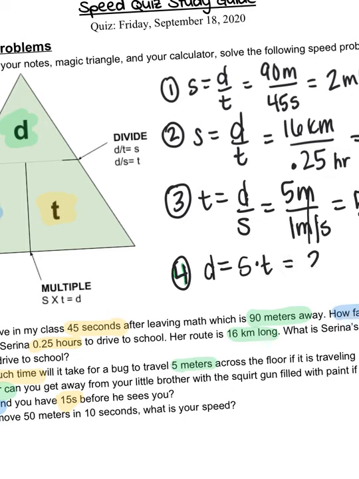Our speed is 3 meters per second times 15 seconds. And we get what? 45. We get 45 what? Meters? Yes. Very good. Okay, if you move 50 meters in 10 seconds, what is your speed?